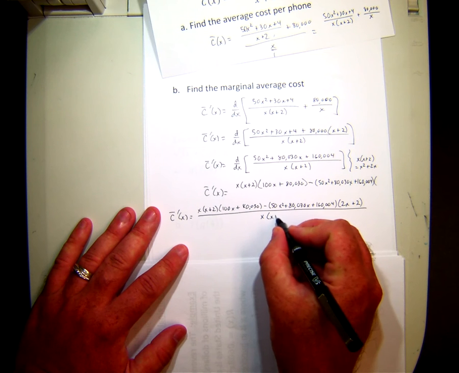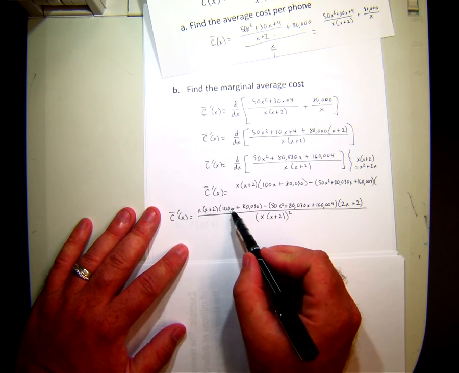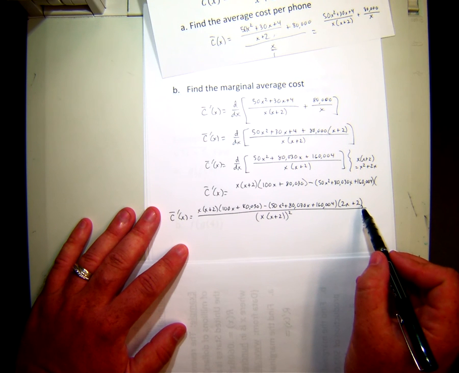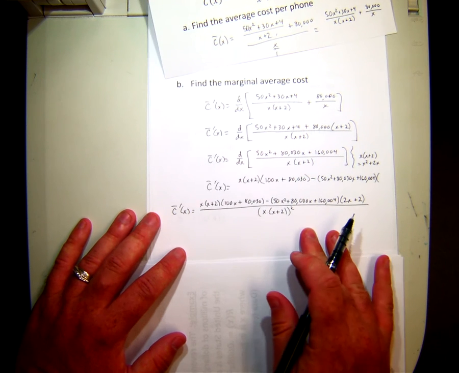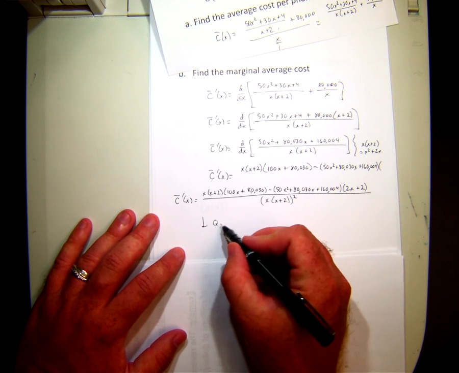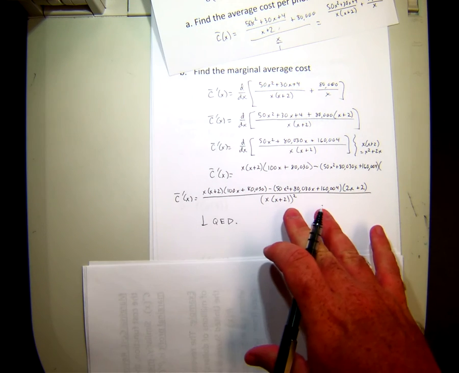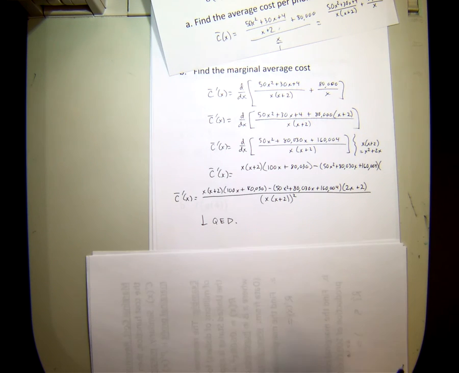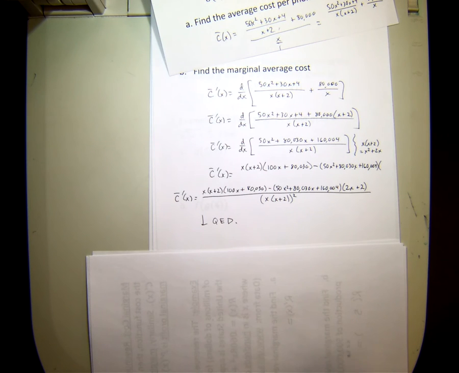Over the bottom squared. So let's make sure we did this right. This is the bottom times derivative of the top minus the top times derivative of the bottom, all over the bottom squared. All we have to do is simplify that. I'll leave that to you, dear reader. But this is all that needs to be done to find the marginal average cost. And I believe in the book they have you plug in some value to find out the marginal average cost of producing a number of cell phones.